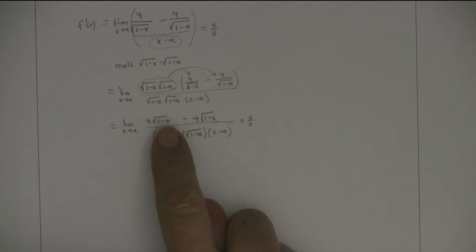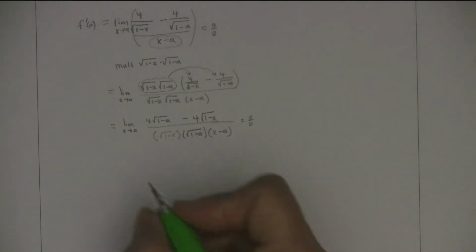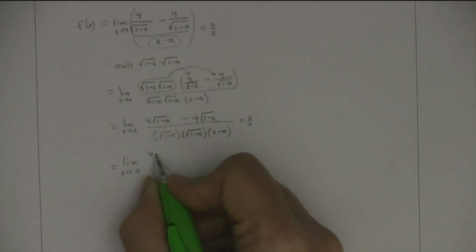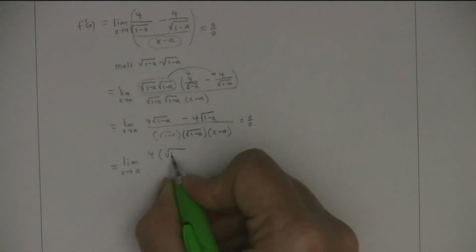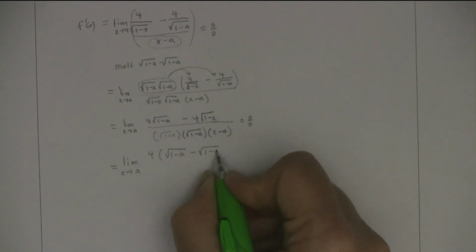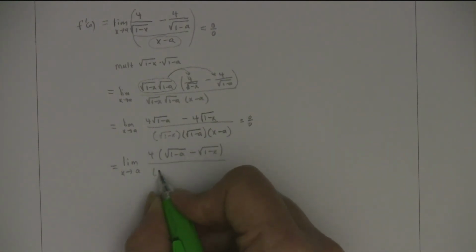And so what I have to do, I could factor out a 4 and then multiply by the conjugate, or I could leave the 4 in and have to reduce it out later. But because they have a common factor of 4, I think I will factor out the 4 and then multiply by the conjugate. And so I'm going to factor out the 4. And then I'm going to multiply the numerator and the denominator.